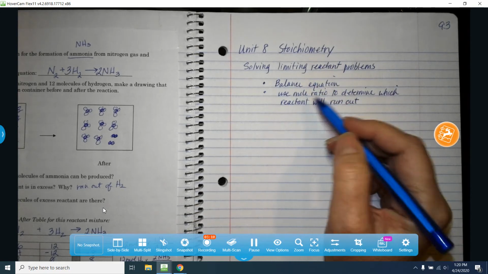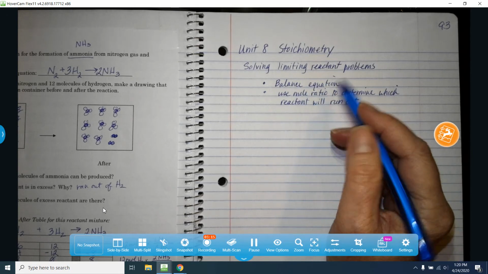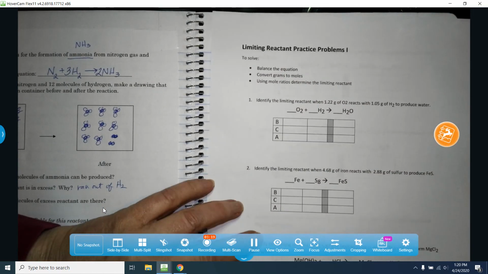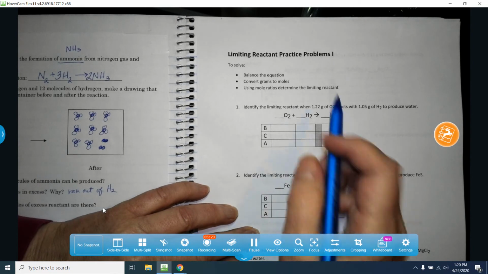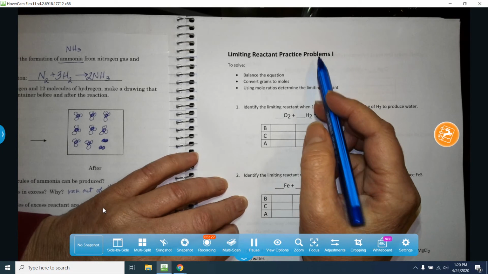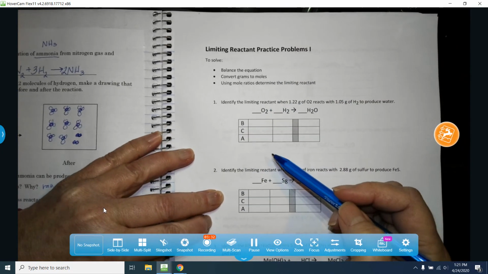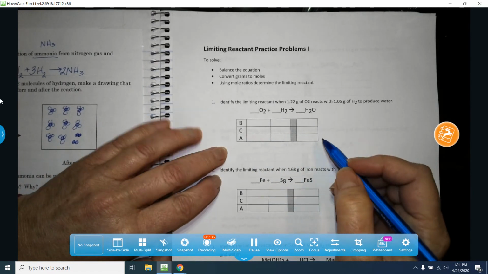So we're not done with this yet. We're just going to do this part for our first assignment. This is in your Google Classroom. In limiting reactant practice problems one, you're going to just determine which one of these is the limiting reactant. This isn't really a complete stoichiometry problem, okay?